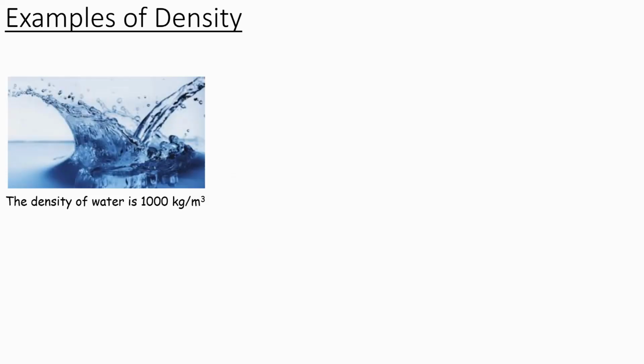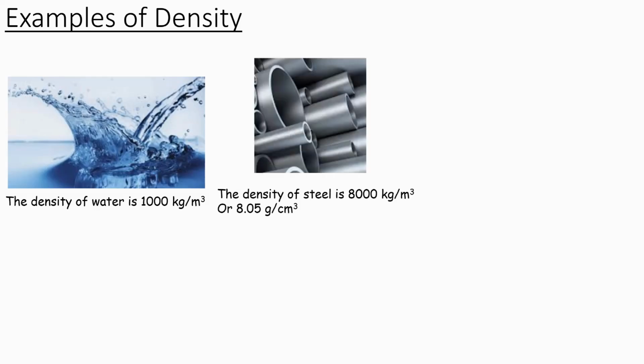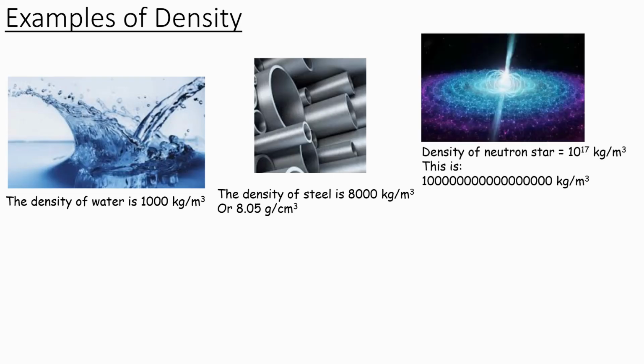Here are some examples of density. The density of water is 1,000 kilograms per meter cubed. This is the density of some forms of steel. And lastly, the density of a neutron star is 10 to the 17 kilograms per meters cubed. So I think that's the densest substance that we know.